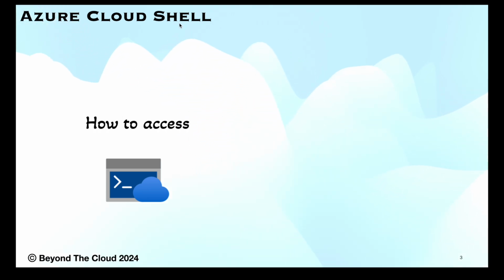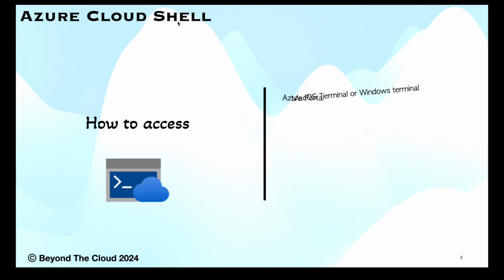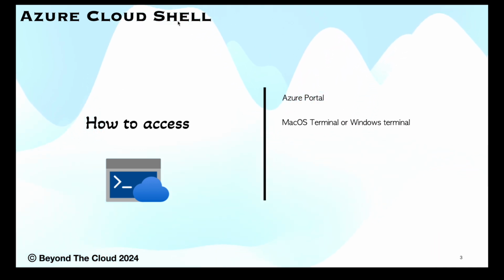The next part is how you can access this Azure Cloud Shell. What are the possible ways you can access it? The first one I will be discussing here is the Azure portal. You can access the Cloud Shell from the Azure portal. You can access it from the macOS terminal or Windows terminal. I will show you how to do it in the macOS terminal.